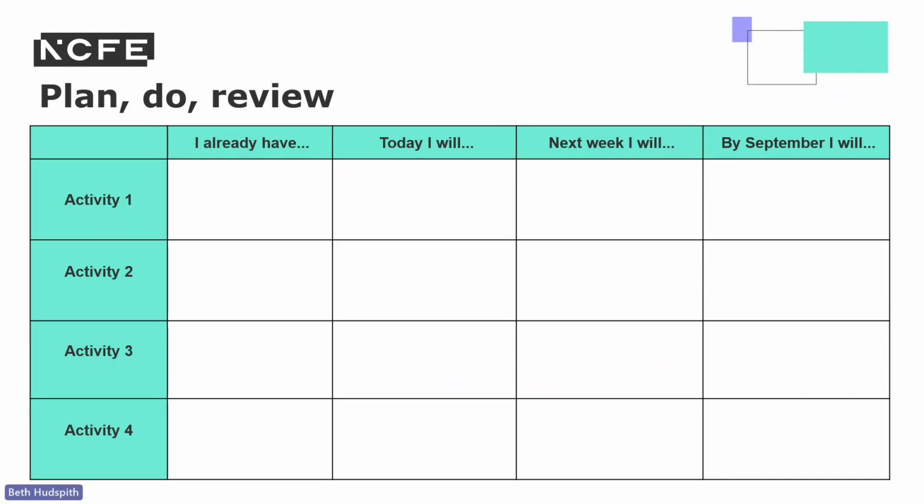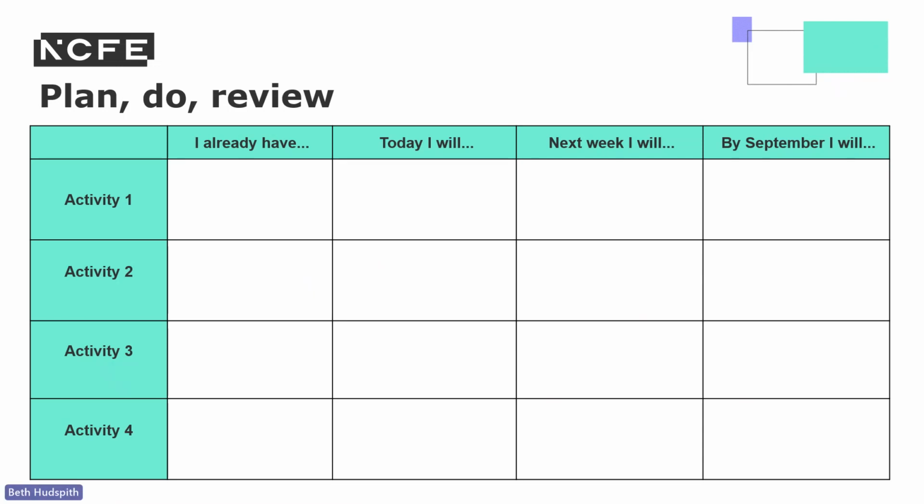So within your workbook, we're just going to pause now here, and it's a good opportunity to take a look at your plan, do, review template. This is in your workbook. So take a few minutes to consider what you've already done. Those of you already delivering, what you've already done so far, what you plan to do today, and by next week or by September. And that's for activity 1.